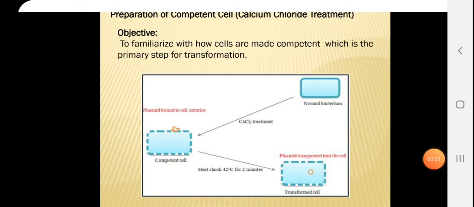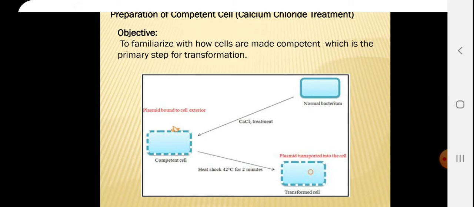Good morning, student. Today we are going to discuss one practical aspect, that is bacterial transformation. And the first step in bacterial transformation is the preparation of competent cells. The objective is to familiarize with how cells are made competent, which is the primary step for transformation.